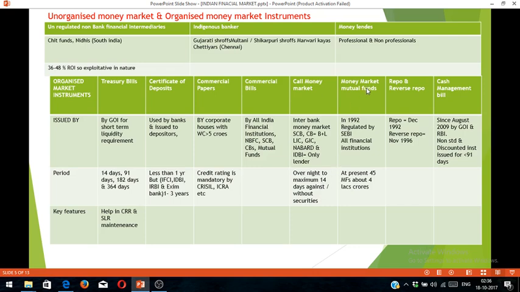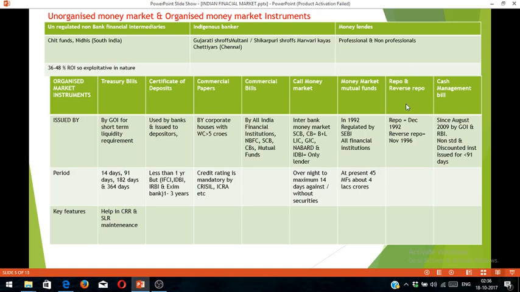Then sixth one is money market mutual funds. This money market mutual funds concept arose in 1992, regulated by the Securities and Exchange Board of India. All banks or whatever financial institutions exist in the Indian condition are eligible for transactions in money market mutual funds. At present, around 45 money market mutual funds are operating in our country, with a total business volume of 4 lakh crores.